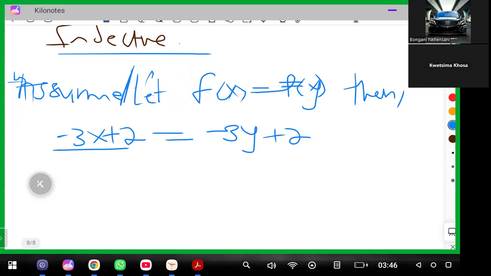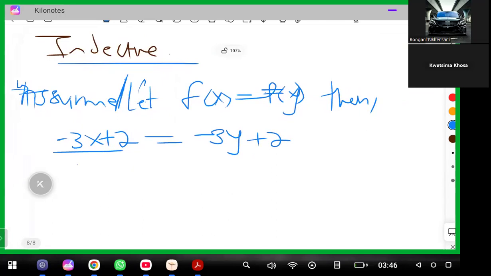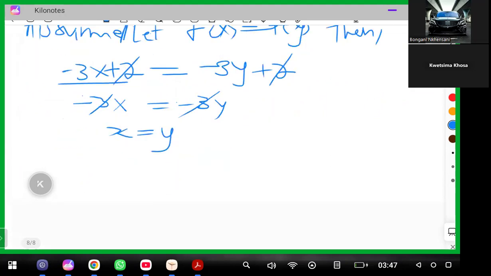So now what we're going to do from here is to solve and make x and y subject of the formula if possible. So these two will cancel one another. We are left with negative 3y on the left. Then we know that negative 3 will cancel negative 3. Then x is equal to y.